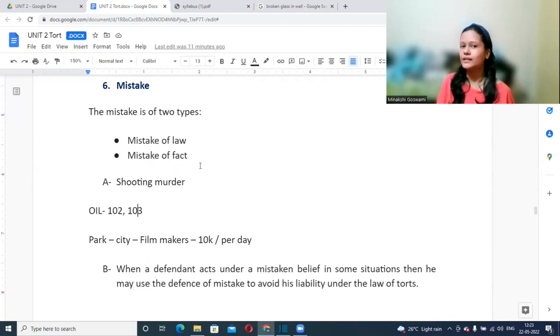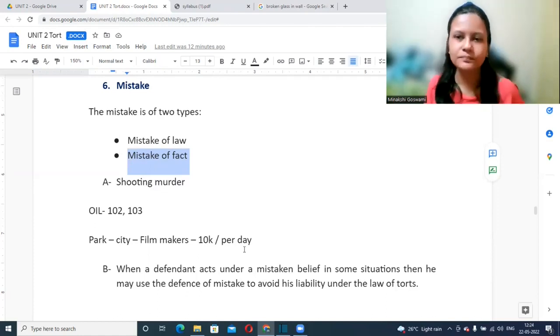In such a case, we can say it was mistake of fact. Both the persons did not clarify which variety of oil. And in such cases, this entire contract would not make sense. So they can escape the liability. They can say that, okay, there was mistake of fact.